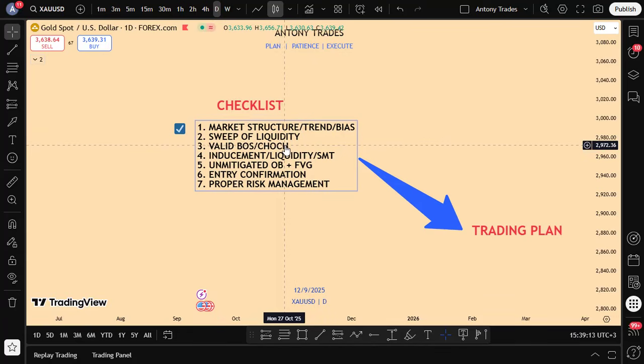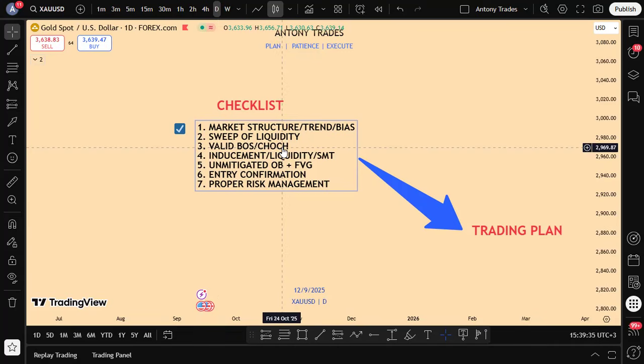So you can revisit the video and make sure you watch the video until you understand how to mark a valid break of structure and change of character. So I must see a valid break of structure or a change of character before I move to the next checklist.